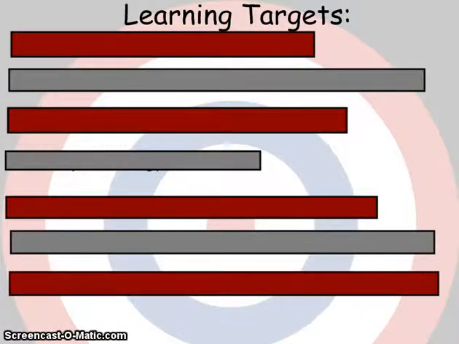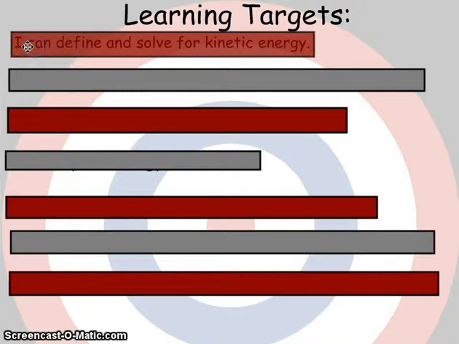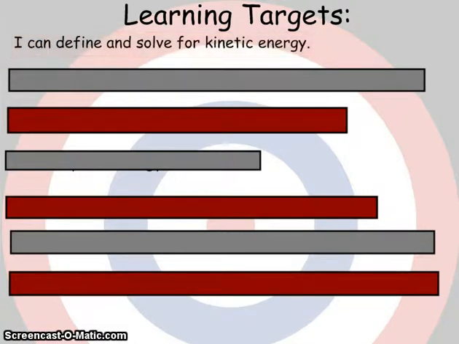Let's begin the notes with a review of the learning targets from the previous two sections. I can define and solve for kinetic energy. Remember, kinetic energy, we said, is the energy of motion, and it depends on mass and velocity. The formula for kinetic energy is KE equals mv squared divided by 2.